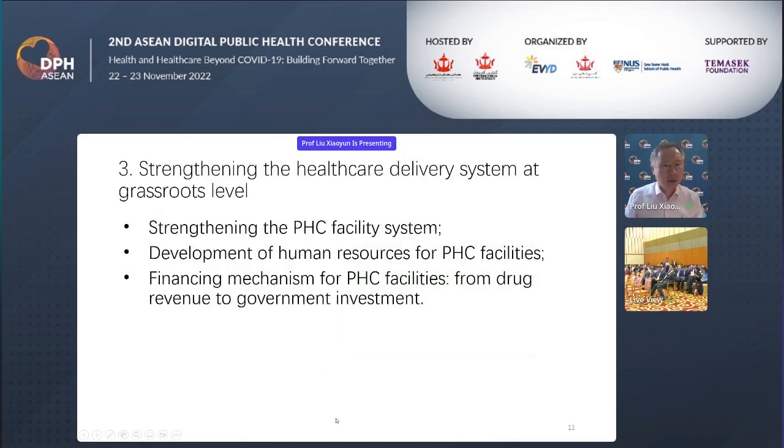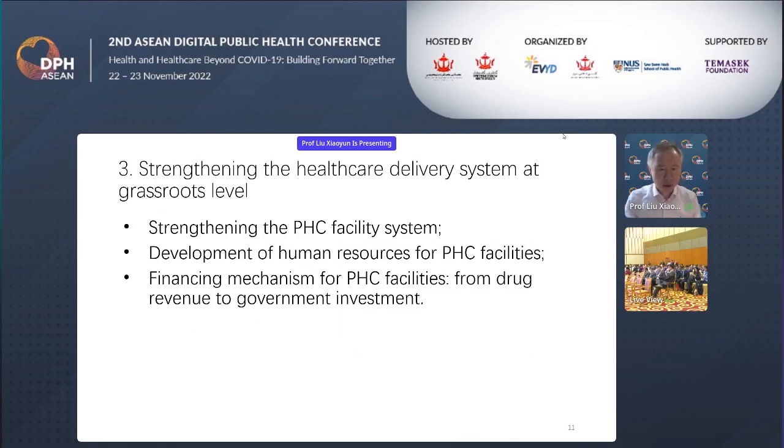The third part of the reform is to strengthen the healthcare delivery system at primary care level, including investment in the primary care facility system, including the buildings and facilities, and development of human resources for primary healthcare facilities, especially general practitioners. We developed some training and education programs to train general practitioners with some financial incentives and some compulsory rural service conditions for them to serve the rural population.